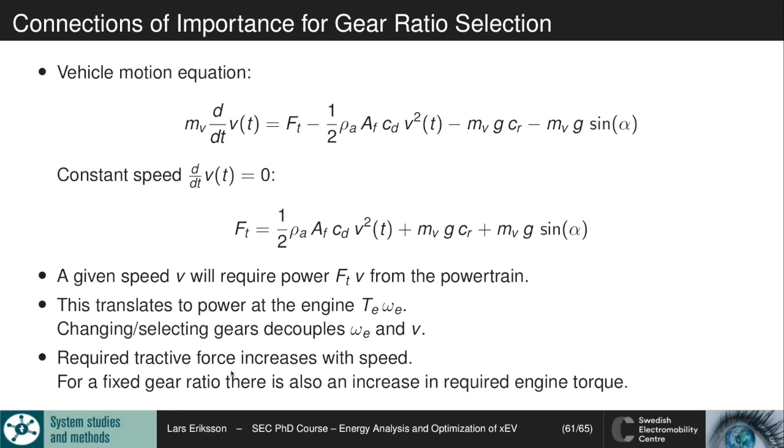So if we have a fixed gear ratio, there will be an associated increase in the required engine torque. But the relation between the engine torque and the force at the wheel are quadratic to each other, but it's the power requirement that's cubic, while the engine torque requirement is quadratic.